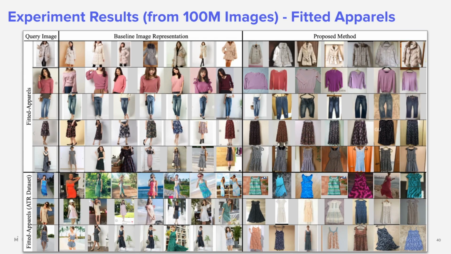These are the qualitative experiment results. For these fitted apparel query images, with the feature transformation, flat apparels were retrieved successfully. Without the feature transformation, mostly fitted apparels were retrieved. We also used some images from another dataset, the ETL dataset, as the query images to show the feature transformation generality. And the results looked good as well.